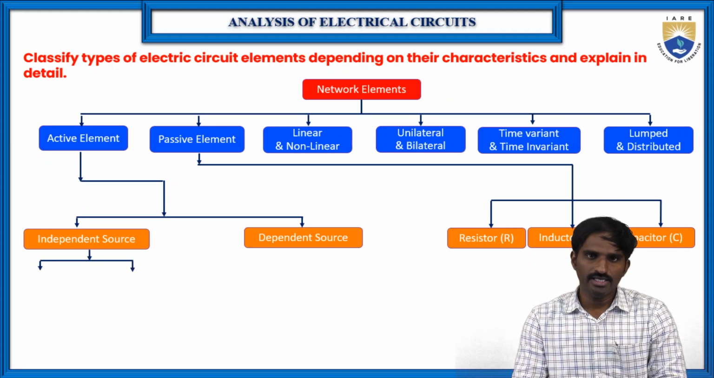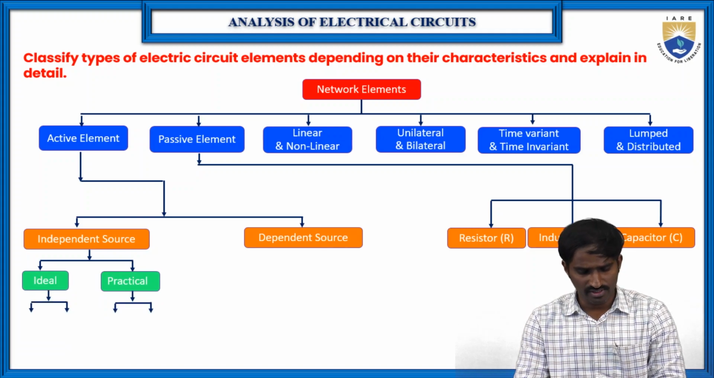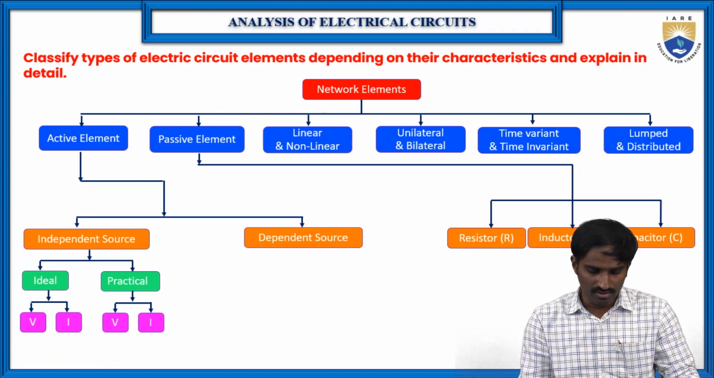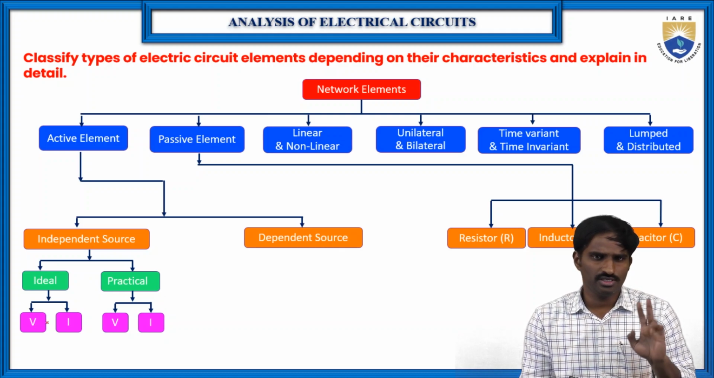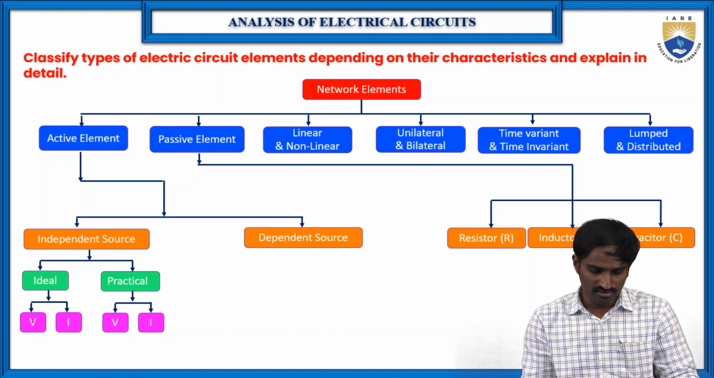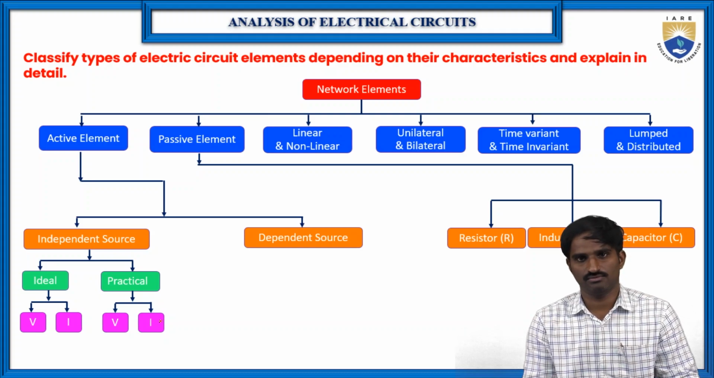Then coming to the independent sources. There are two different types, ideal and practical. In the case of ideal, there is a voltage source and a current source, and in the practical also a voltage source and a current source. So basically there are two different types of sources, voltage and current. But in each, there is an independent ideal voltage source and an independent ideal current source. Next, an independent practical voltage source and an independent practical current source, right?